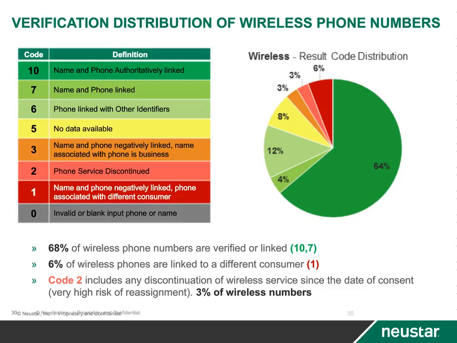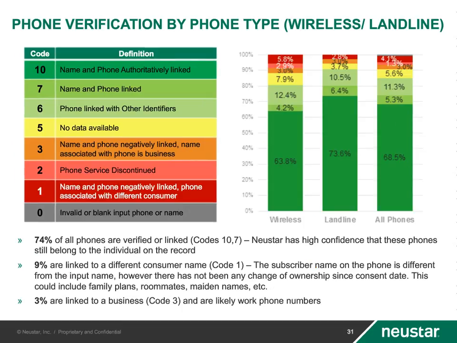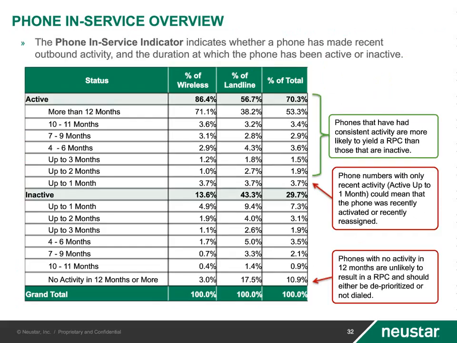This slide breaks it out to show wireless versus landline and then compare it to all phones just so you can get a full view. And then we can layer on other insights. And this is one that's particularly powerful. This is speaking to the level of outbound dialing activity on a phone number. This is fairly unique data that Neustar has and helps you to understand how frequently that phone number is making those outbound dials and the consistency of it.